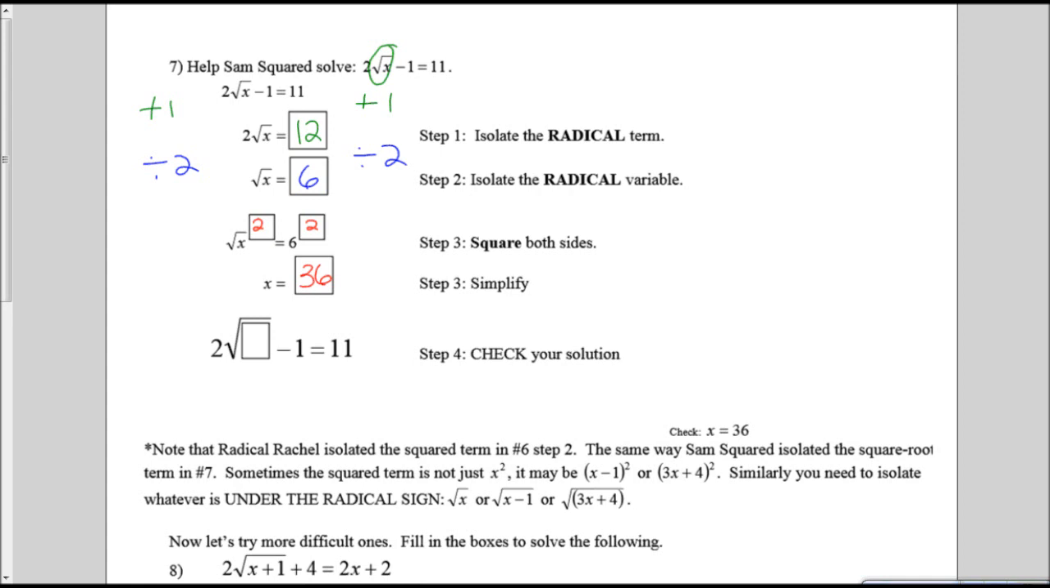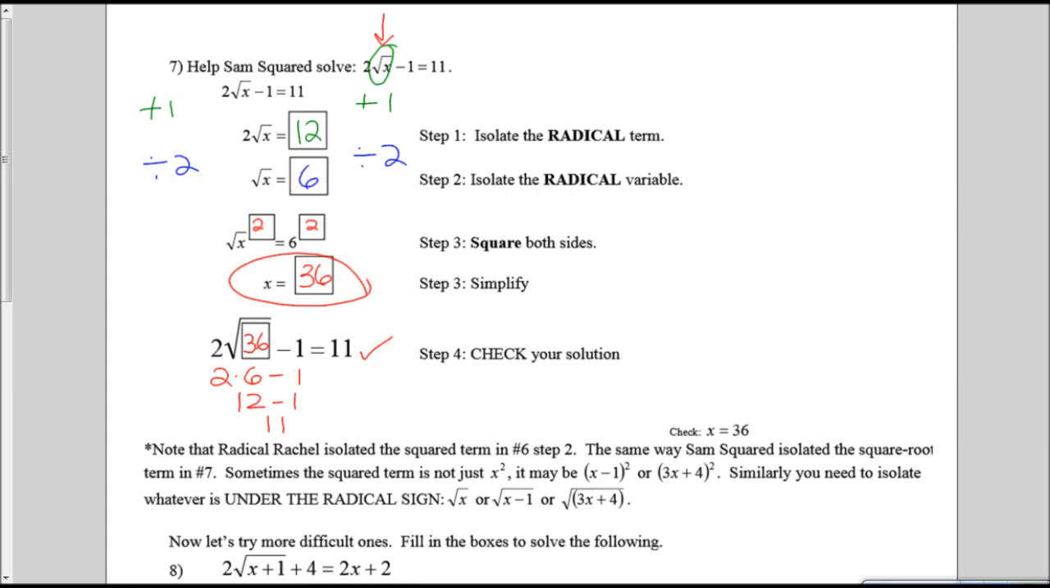I always need to check my answer by plugging back into the original equation up here. If I plugged in the 36, I'd have 2 times the square root of 36, which is 6, minus 1, so that's 12 minus 1, which is equal to 11. This checks, so my answer is x equals 36.